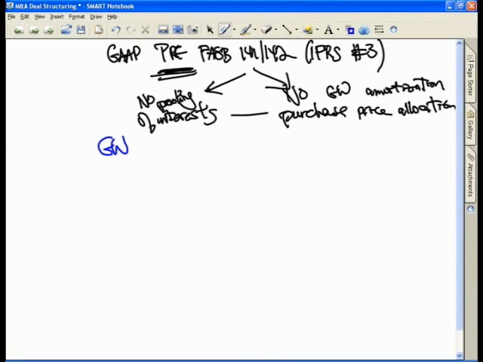Goodwill amortization for tax purposes was never tax deductible.